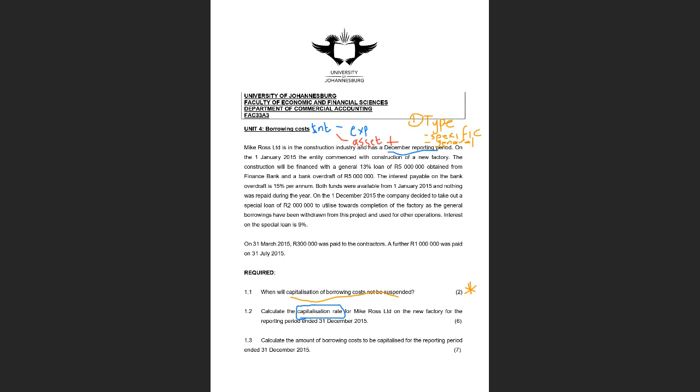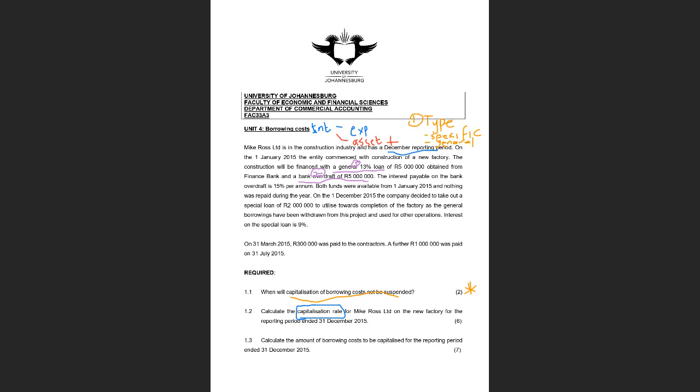Okay, it's this one here. The general 13% loan. So that is the first loan that we have. Are you all happy with that? That's number one. And then we have the second one, which is the bank overdraft of 5 million rand. So that would be number 2.